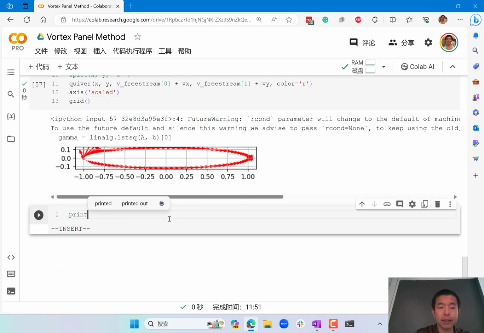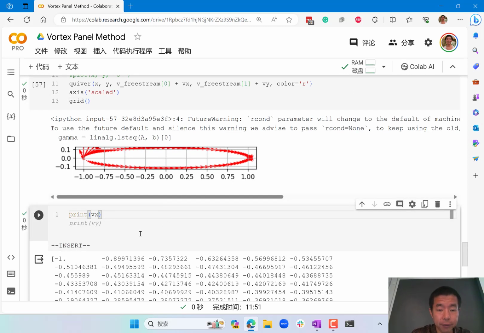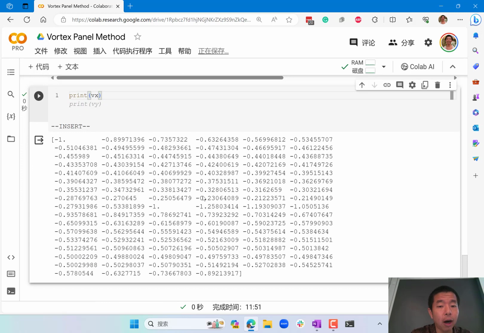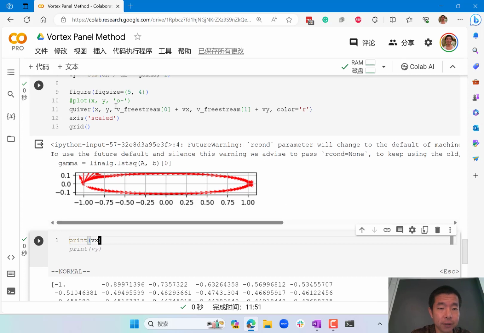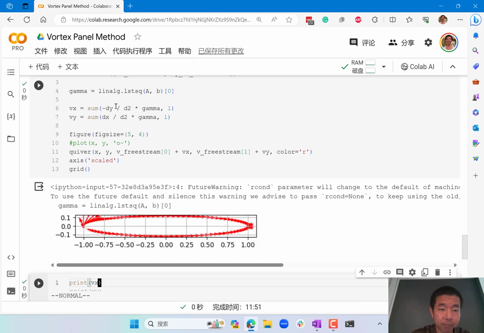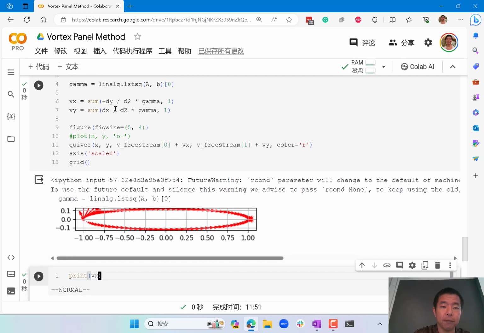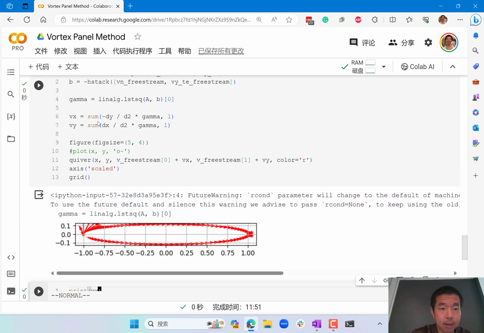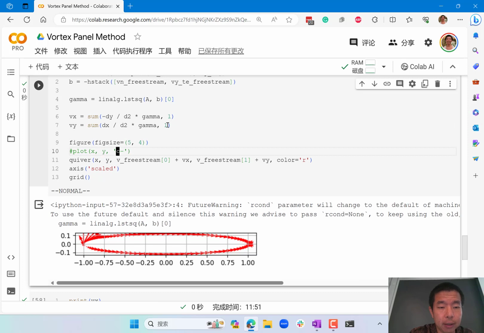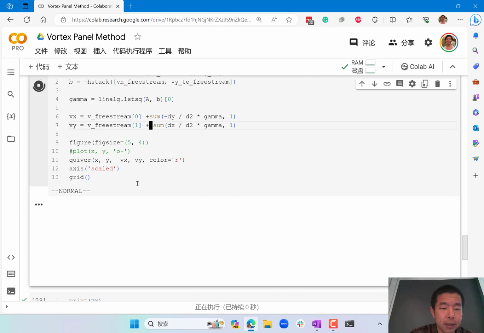So if we look at the velocity, it looks like almost uniformly, actually this is the velocity induced only by the vortices. So let me just change the calculation so that when we compute Vx and Vy, we add the free stream. Okay, so we add the free stream in the velocity.